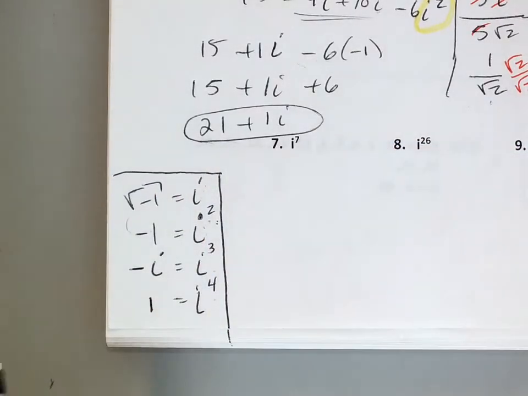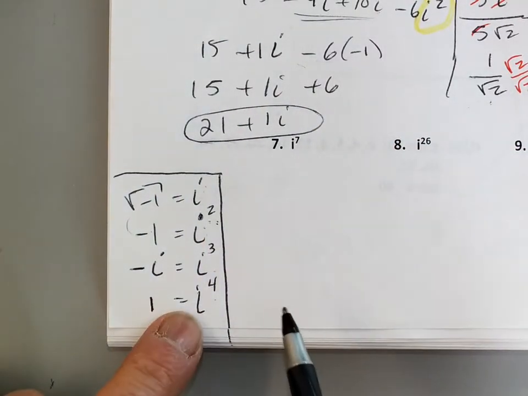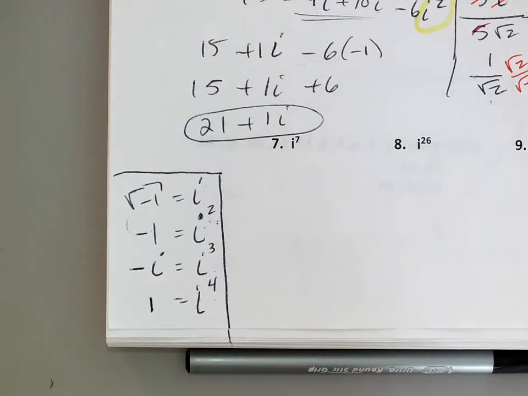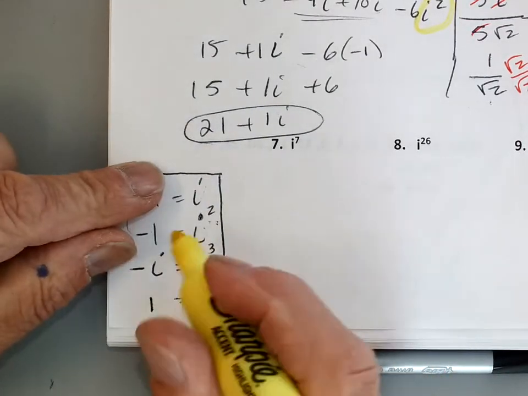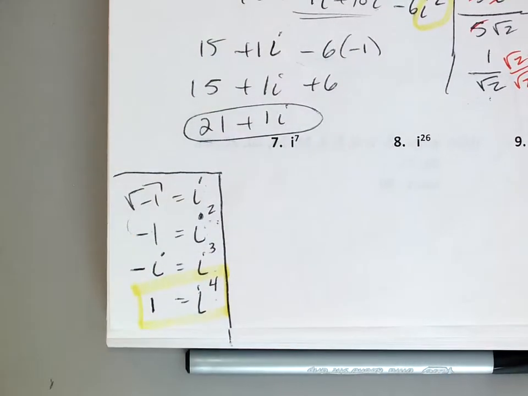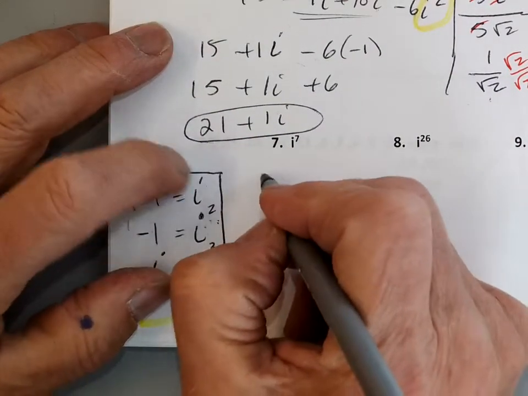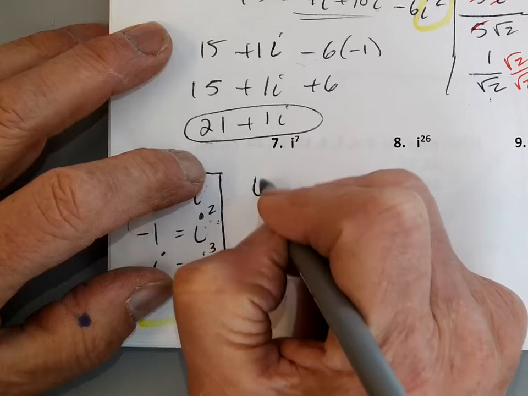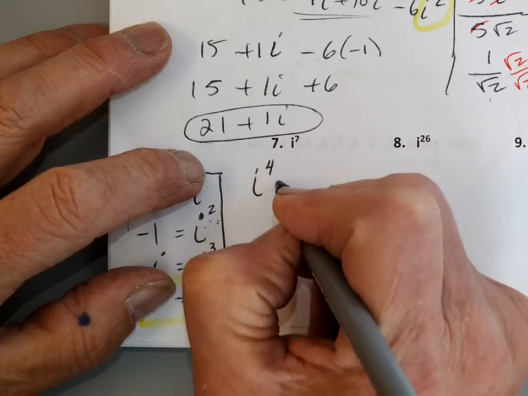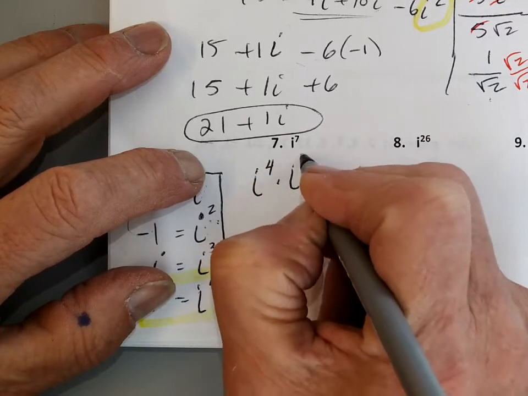Here's what I want to do. I like i to the fourth. I'm going to highlight it. I like this a lot because it just becomes positive 1. So I'm going to rewrite i to the seventh as i to the fourth times i to the third.